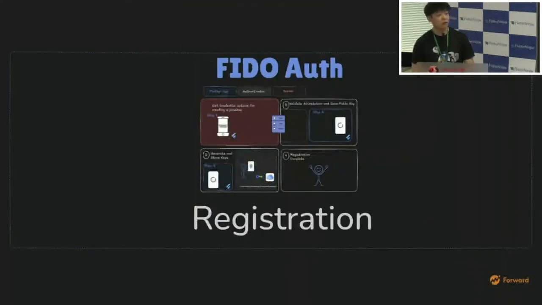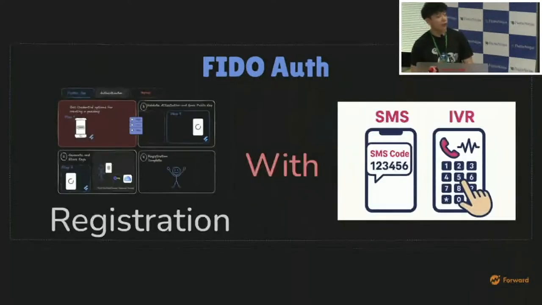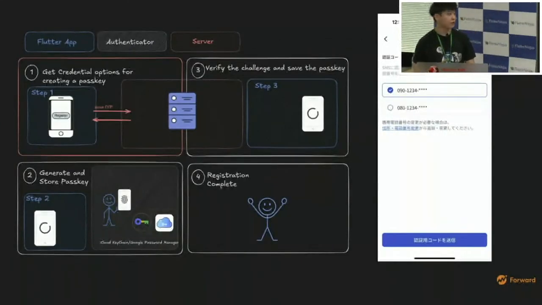Compared with a standard Passkey flow, what's different in our setup is step 1 of the registration. We compare the user identity check with Passkey authentication through SMS or IPR depending on the tenant. Let me explain this step using the registration diagram.